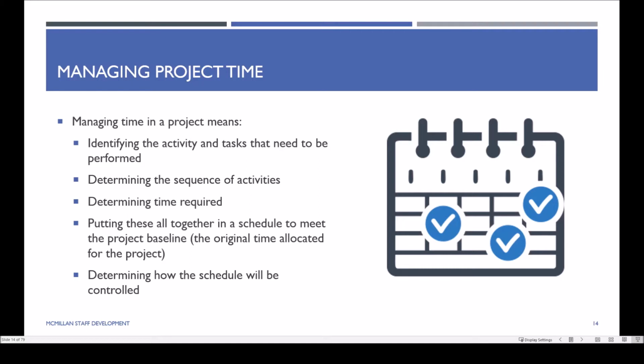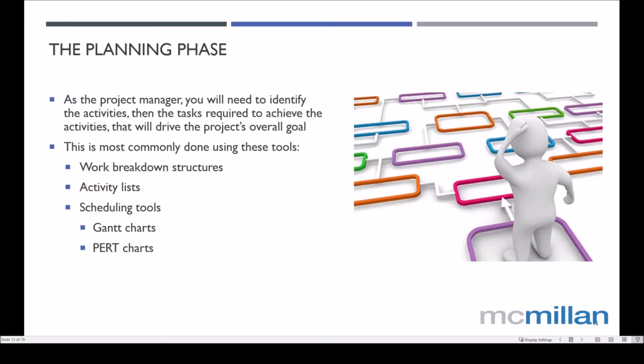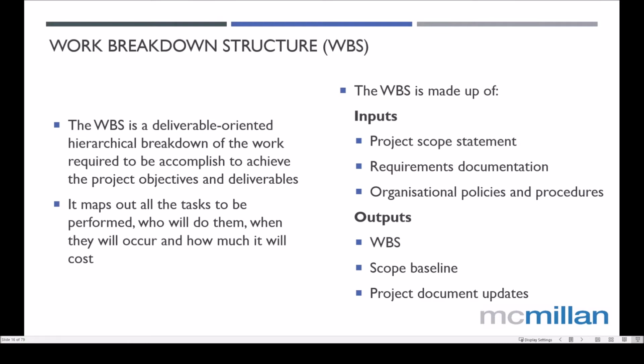There are a few tools that we can use to assist us with the planning process. I'm going to talk shortly about the work breakdown structure, which is one of the main project management planning tools. But there are also things such as activity lists and Gantt charts, which we'll look at as well, and PERT charts, not for this particular context, but in more complex projects. These are some of the tools that can be used to assist us with the planning process. So let's unpack the work breakdown structure first.